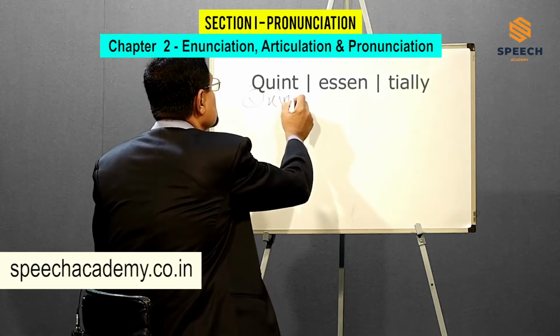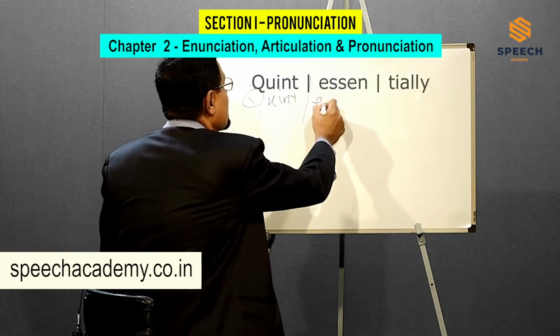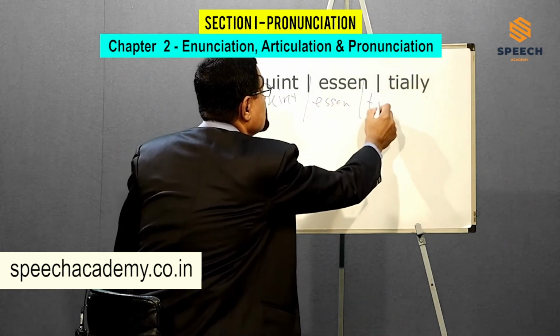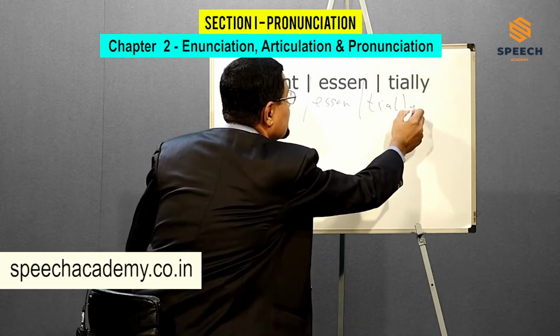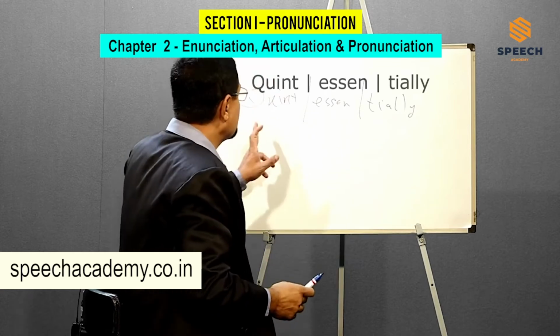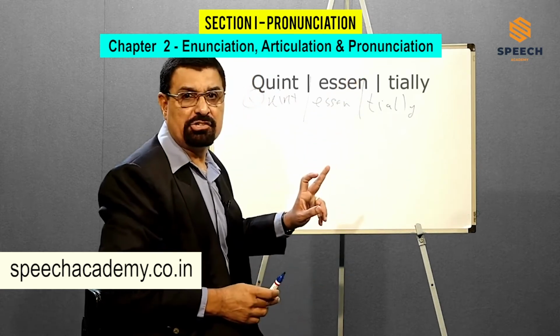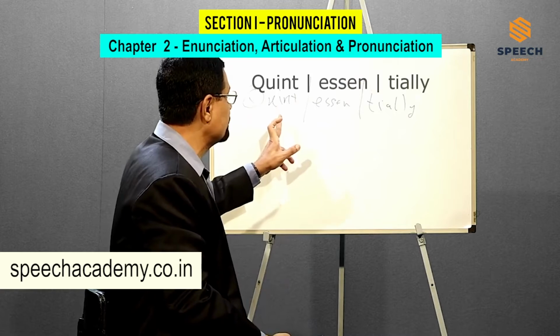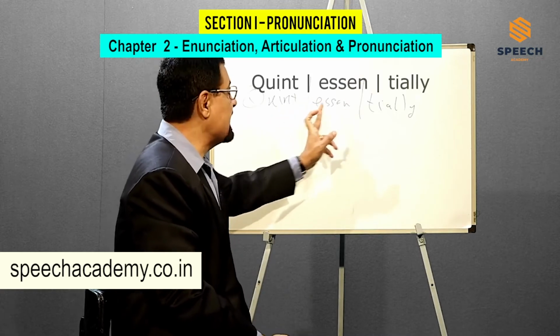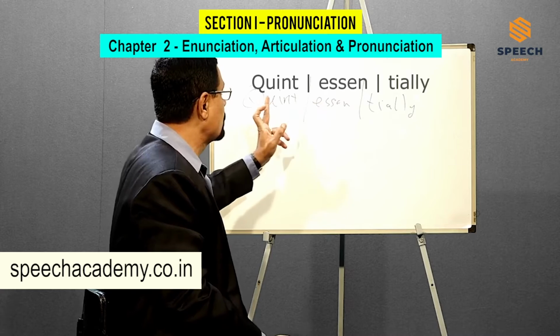It's quint, essen, and then Shirley. I'm going to come to an entirely different chapter to pronounce the word Shirley, but if you can't pronounce quintessentially at one shot, practice it this way. Quint, essen, Shirley. Quintessent, essentially, and then quintessentially.